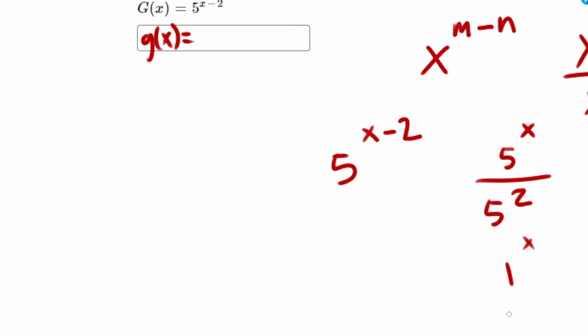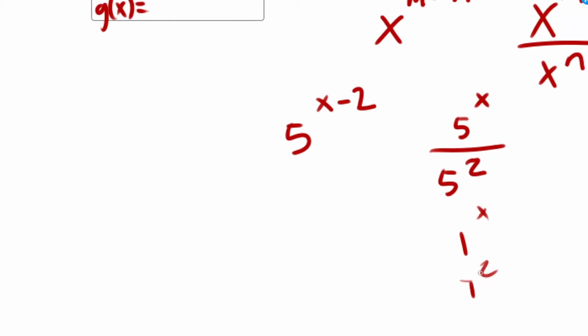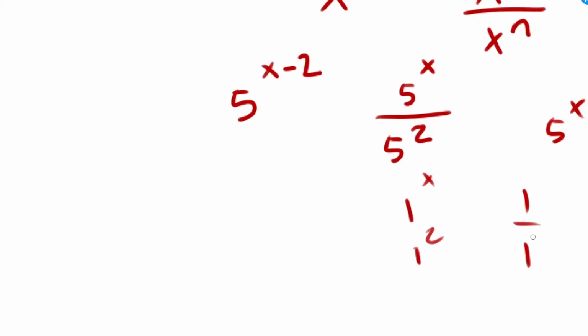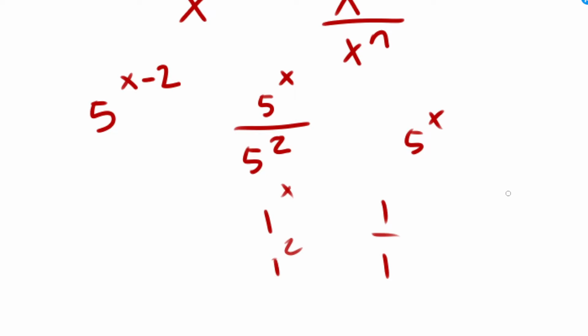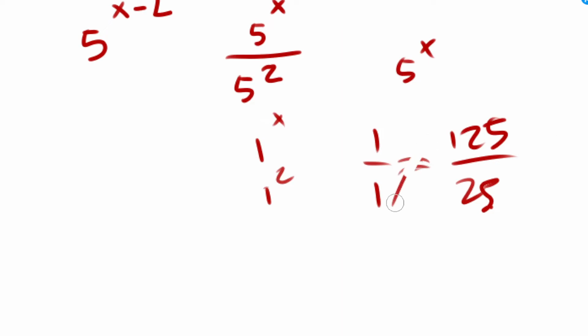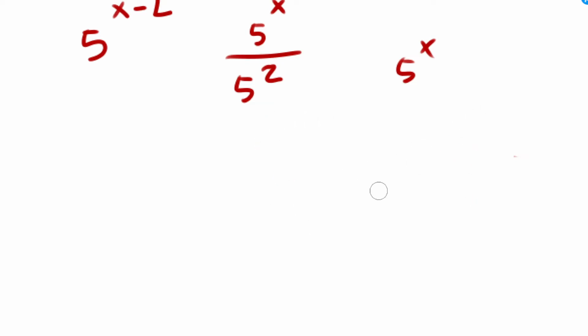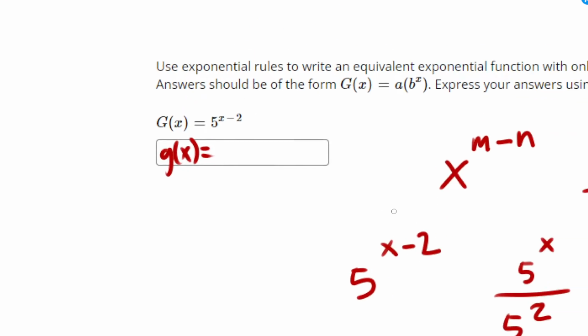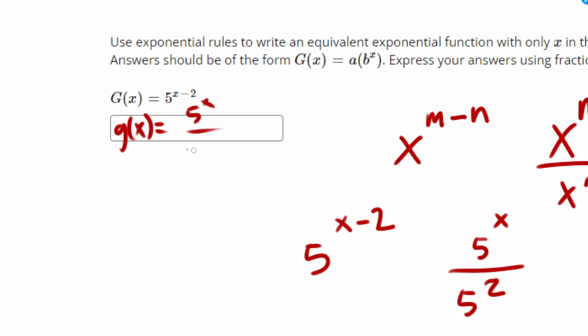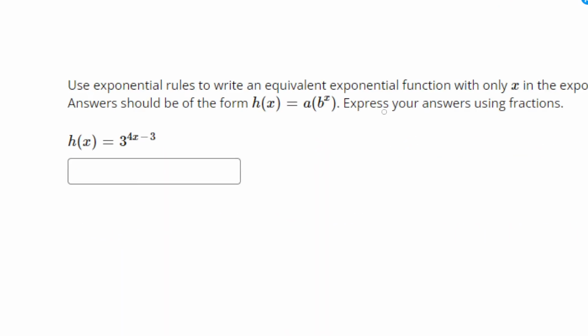If you did 1 to the x over 1 to the 2, that would be different if you plugged in 3 for x, because then you'd get 1 over 1 instead of 125 over 25. Those are not equal. Sometimes it's equal, like in the last example where we plugged in 2 for x, but it isn't equal for this one, because that will always be 1 over 1. So just don't simplify your bases. So what we have now is 5 to the x over 5 squared. That was a long-winded explanation.